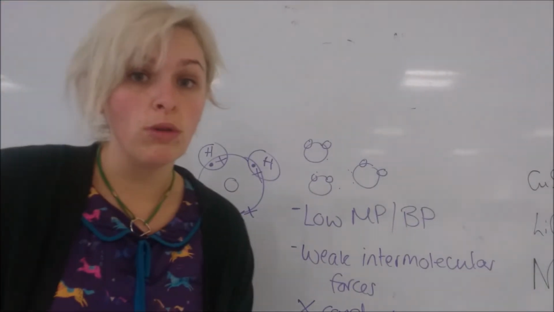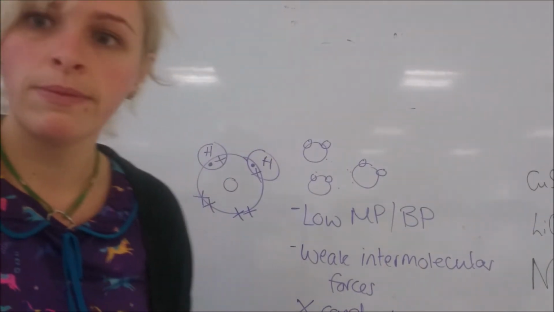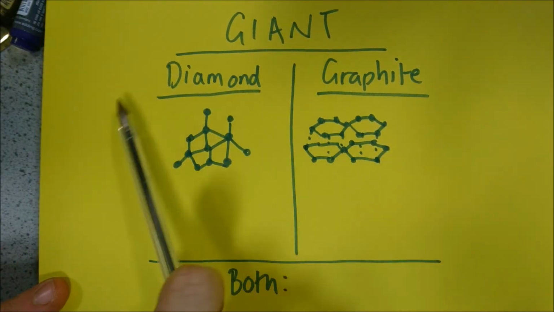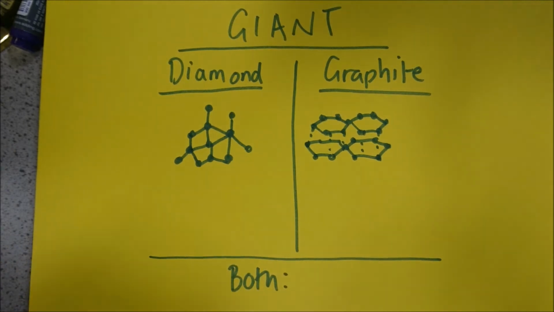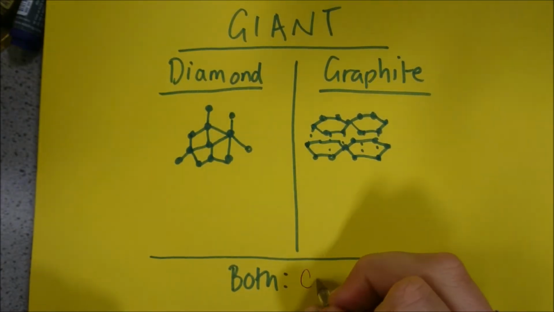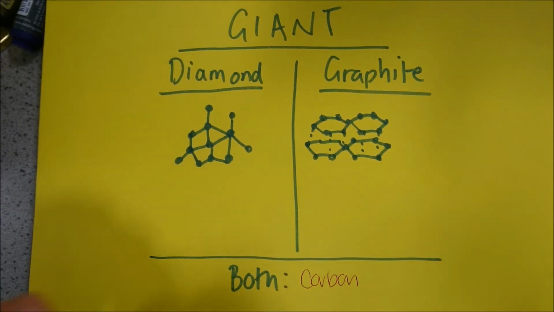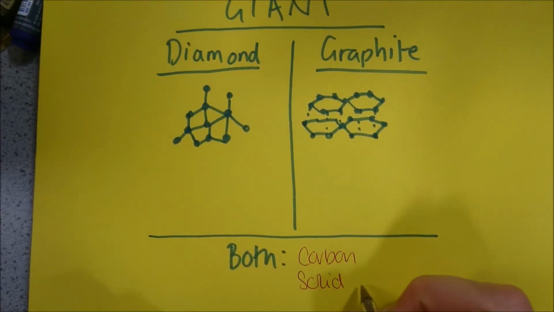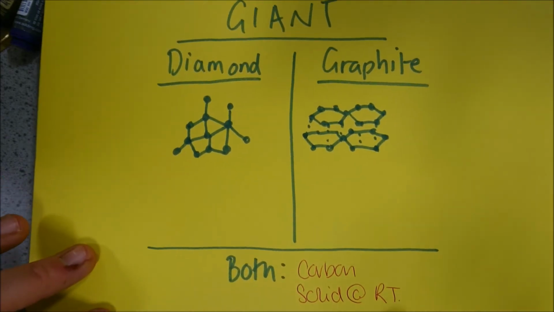Okay, let's move on to giant. So we're going to move on to the giant ones, but I've had to draw these in advance because I'm terrible at drawing them. So the two main ones that you need to know are both allotropes of carbon. So they're both different forms of carbon in the way carbon bonds, and they are both solid at room temperature. Let's hope the English department does not see this.